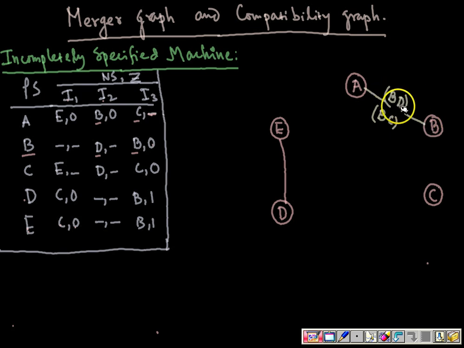Later on we will be checking whether B and D are compatible or not, and whether B and C are compatible or not. If either of them is not compatible, then A and B are also not compatible. We'll be putting a cross here. So as far as this analysis is concerned, A and B are compatible as far as their output goes, but they are not compatible as far as their next state transition is concerned. Next states are different for I2 and I3, and in the interruption we are mentioning these two pairs of states. Now what about A and E?